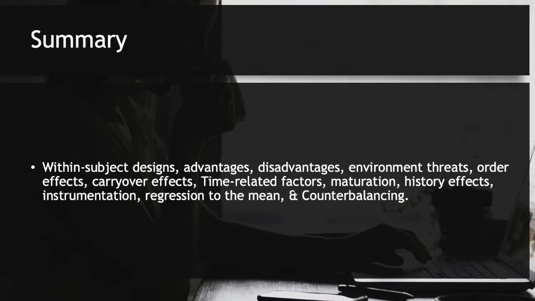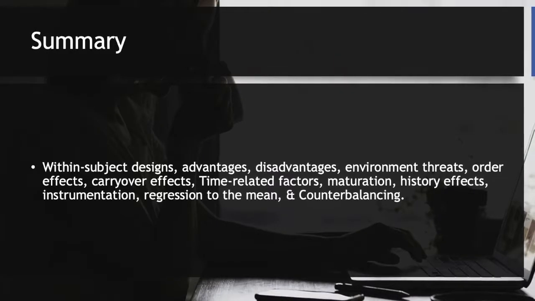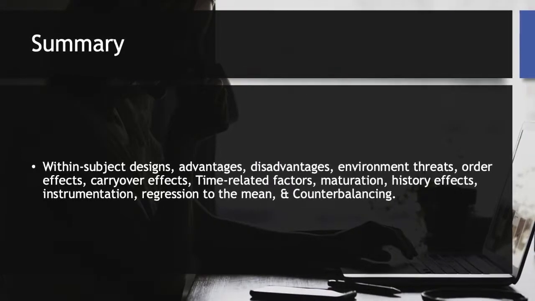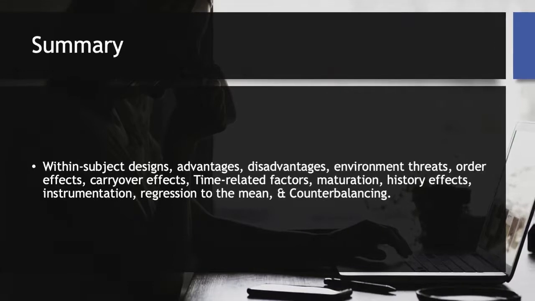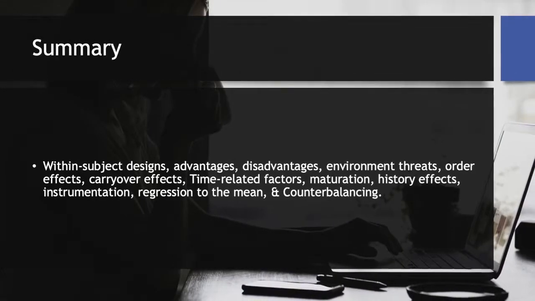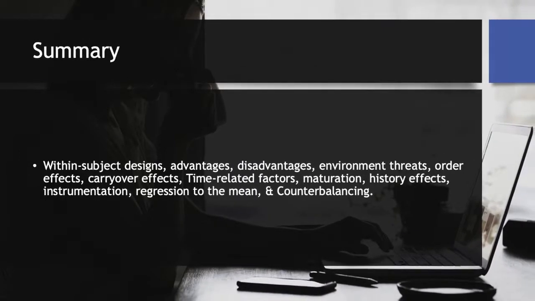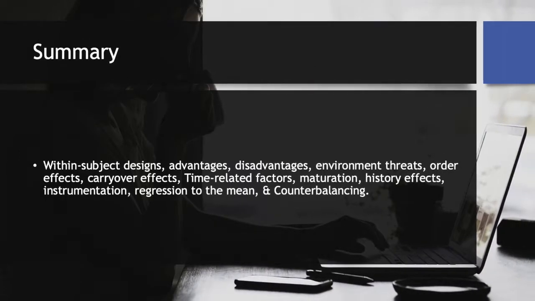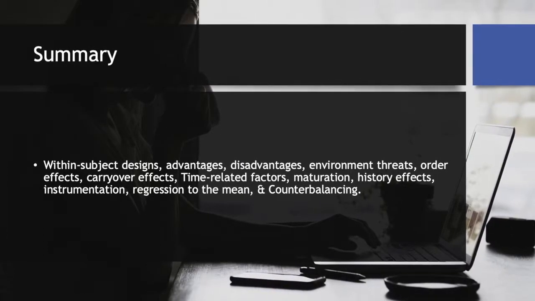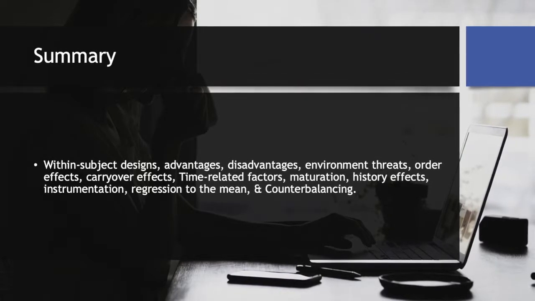Thus, in summary, we looked at within subject designs, experimental methods, we looked at advantages and disadvantages, as well as environmental threats, order effects, carryover effects, time-related factors, maturation, history effects, instrumentation, regression to the mean, how to counter against order and time-related factors, such as, for example, counterbalancing, and statistical analyses used for within subject designs, such as paired samples t-tests and repeated measures ANOVA.